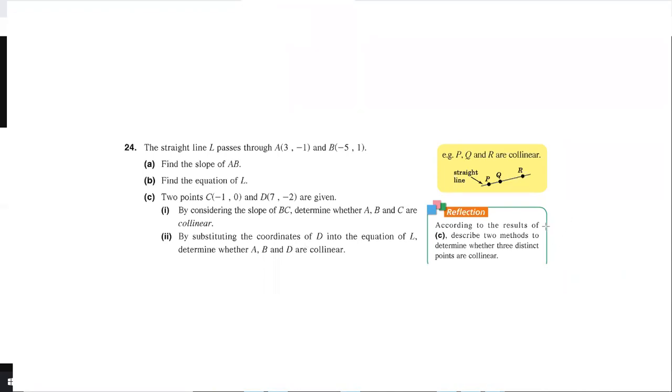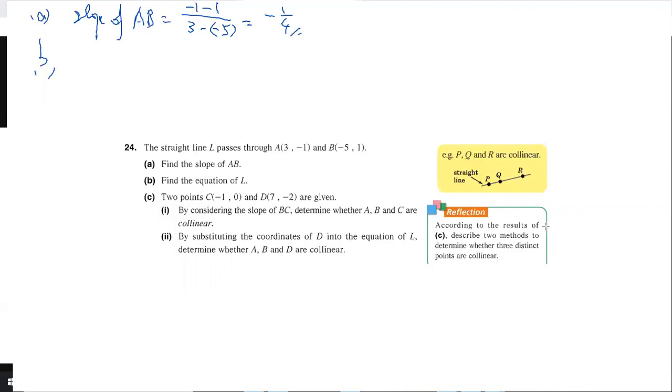The straight line L passes through point A and point B. Find the slope of AB. So I think part A and part B will be very easy. Slope of AB. So we have 2 points, so we are going to use y2 minus y1 over x2 minus x1. So I think it should be equal to negative 1 over 4. That is the answer.